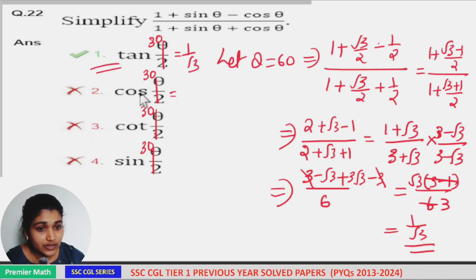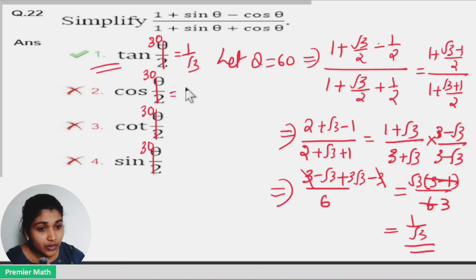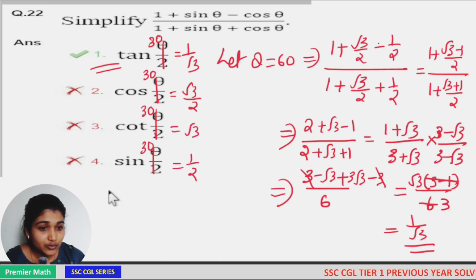Cos 30 is equal to root 3 by 2 and cot 30 is equal to root 3 and sin 30 is equal to 1 by 2. So you see tan theta by 2 is 1 by root 3 and this expression is also 1 by root 3 when you put theta as 60 degree.